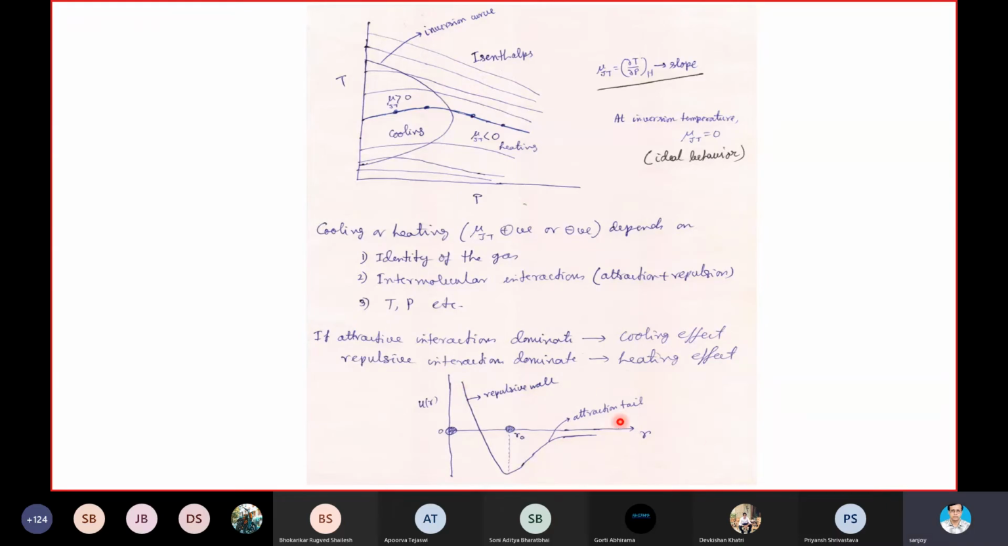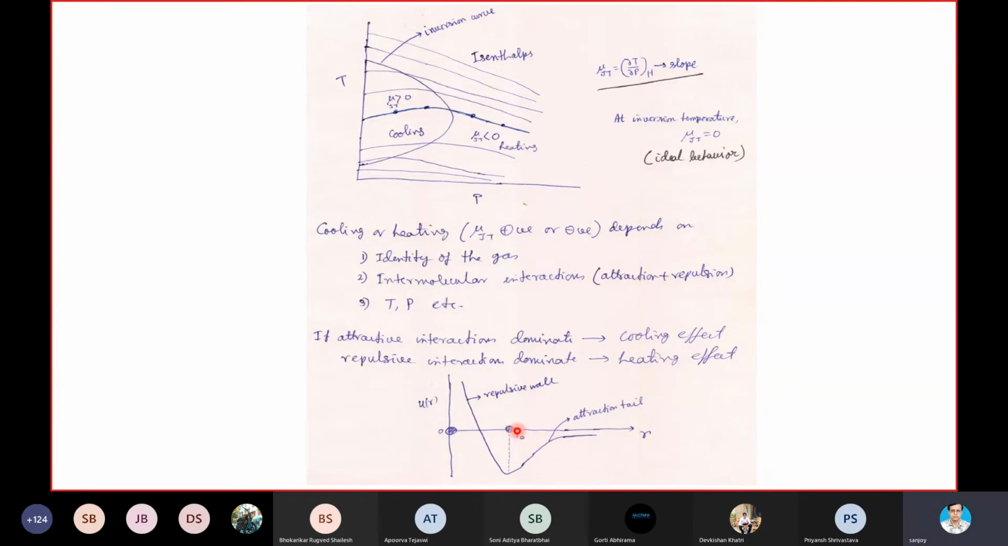Okay, I hope you have seen this curve sometimes. This means that suppose along this line, one particle is fixed here in the origin. Then another particle, another atom or molecule, is approaching this particular particle along this straight line, from infinity, from a large distance, coming close.